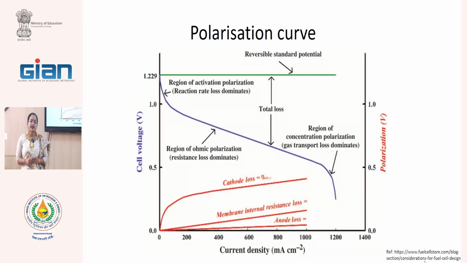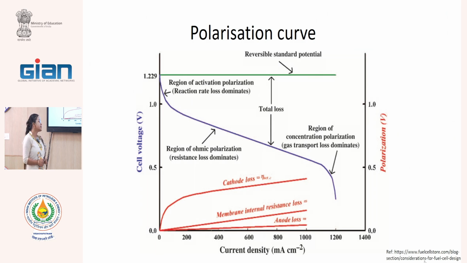Now that we have talked a little bit about the types of membranes for different types of fuel cells, let us see the losses of the fuel cell that I was telling you about. What are the different types of loss that we can see in a fuel cell, and where does the membrane come into the picture in this loss?